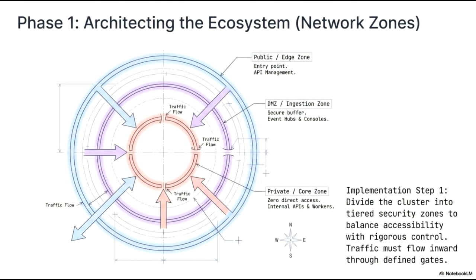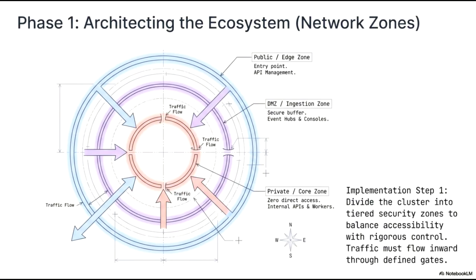Phase 1 involves architecting the ecosystem through the establishment of distinct network zones. As we move into the first implementation step, we divide the cluster into tiered security zones to achieve a critical balance between accessibility and rigorous control. The architecture follows a concentric model, where traffic is required to flow inward through strictly defined gates.